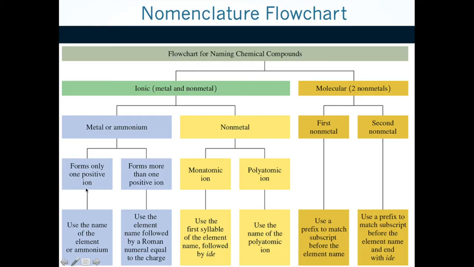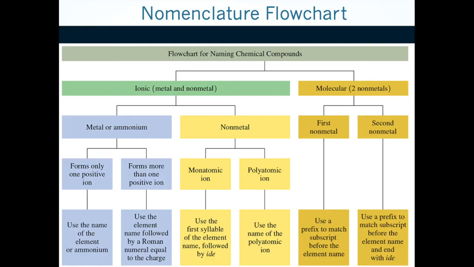If your metal is in group 1 or 2, or if it's aluminium, zinc, or silver, it only forms one type of positive ion, so you just say the name of that metal. However, if it's any other metal, you're going to need a Roman numeral because you can have more than one type of that metal. Okay, and so your name should reflect what type it is.